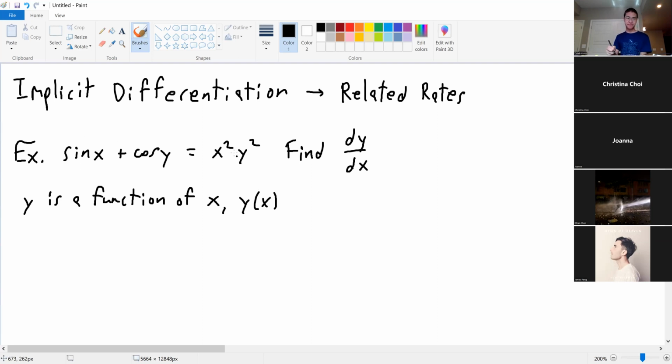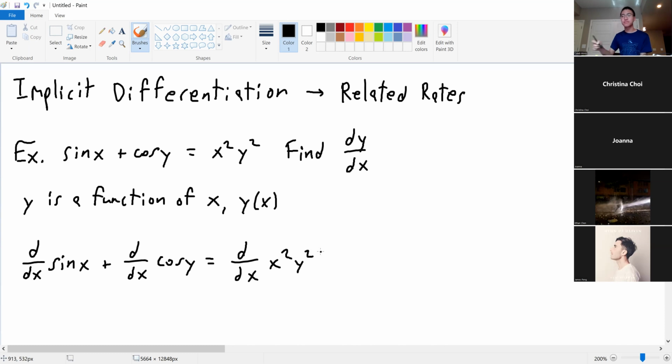And so the way we do this is we take all of our derivative rules that we've practiced and we apply them. And we simply ask ourselves, if we are doing something with a y in it, then we need to remember to multiply by dy/dx because of the chain rule. So the derivative of sine x plus the derivative of cosine y equals the derivative of x squared y squared.